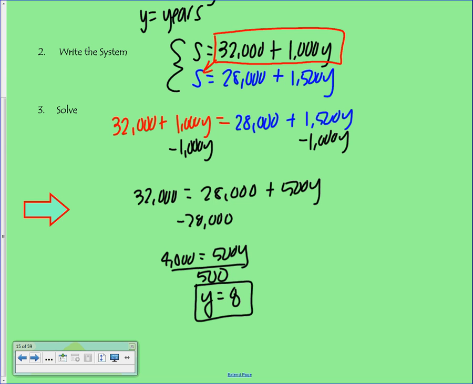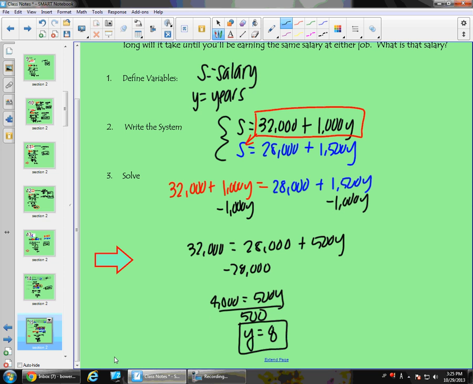Okay, so that is how we solve systems using substitution. Go ahead and work on your homework, and that will be that. And then just bring any questions you have to class tomorrow.